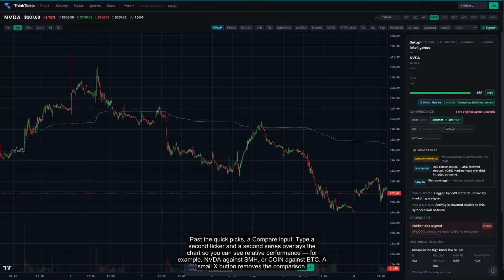Past the quick picks, a compare input. Type a second ticker and a second series overlays the chart so you can see relative performance, for example, NVIDIA against SMH, or COIN against BTC. A small X button removes the comparison.